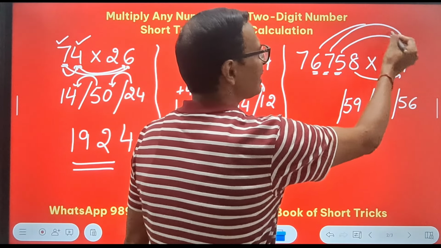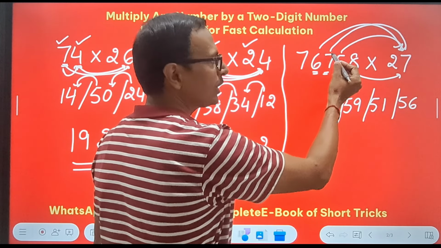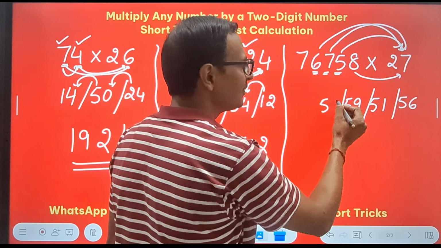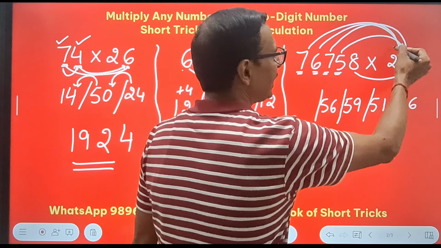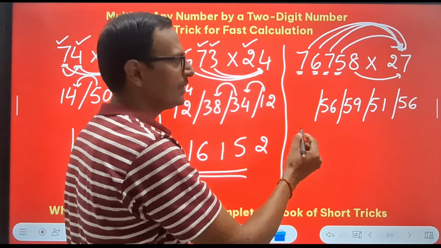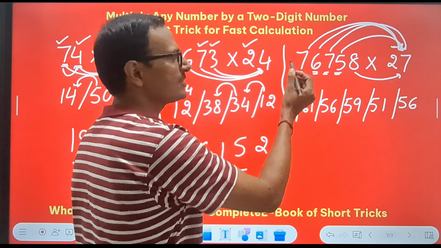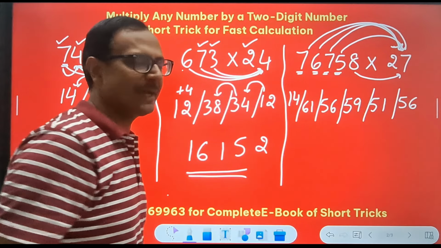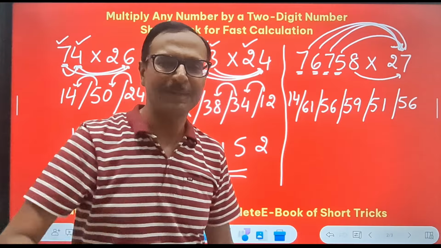6 times 7 is 42, and 42 plus 14 is 56, and 7 times 7 is 49 plus 12 is 61, and finally we have the numbers double of 7, which is 14, right? So after getting these 6 numbers, I enjoy it the most.